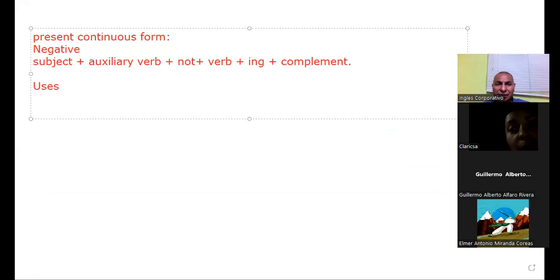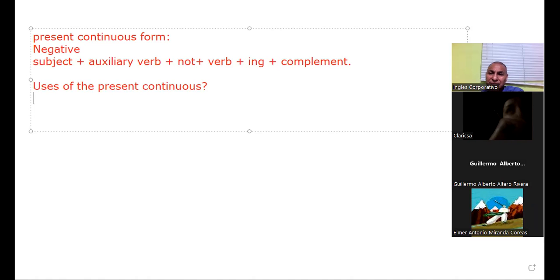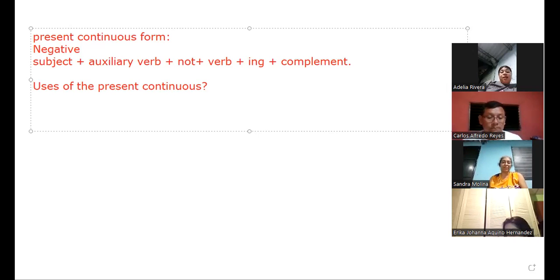Ahora vamos a ver los uses. De esto hemos estado hablando, los uses of the present progressive o la present continuous. ¿Cuáles son los uses? ¿Para qué lo usamos? ¿Alguien? Daily routine. No para daily routine. ¿Qué estructura usamos para daily routine? Tendría que revisar mis apuntes, teacher. Present simple. Usamos el present simple para daily routines.